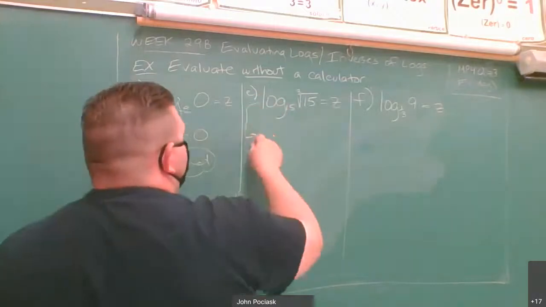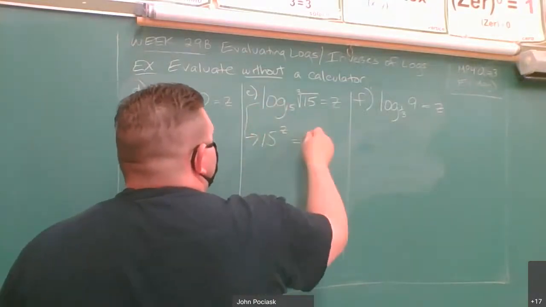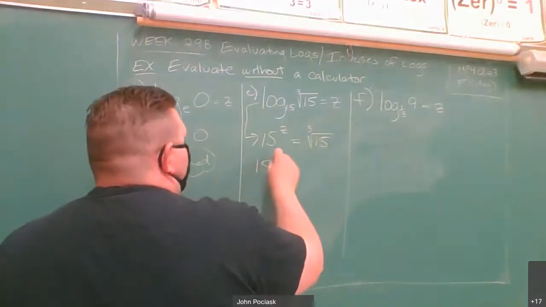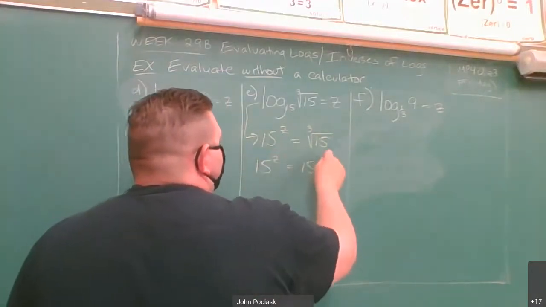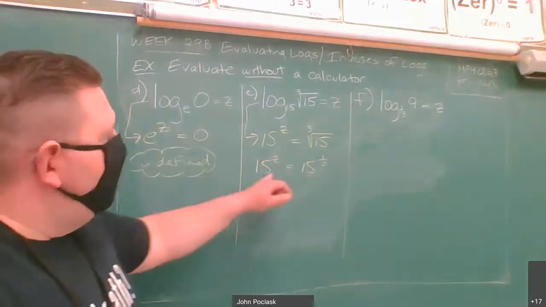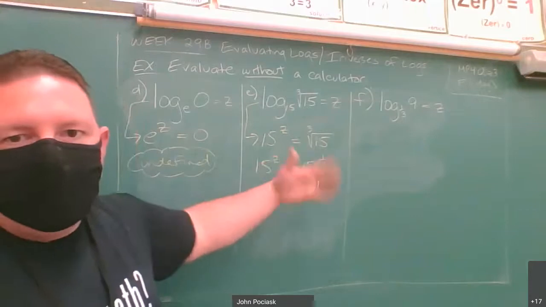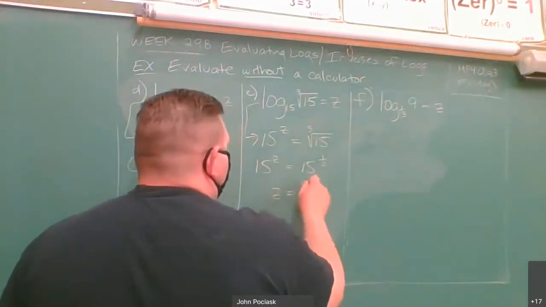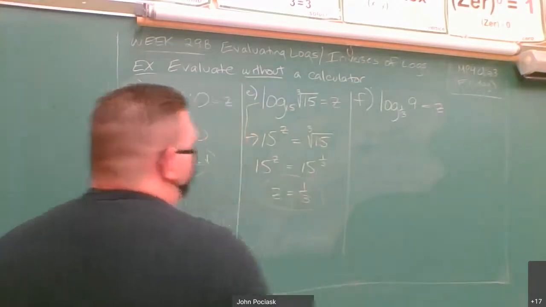Next one, translate it: 15 to the z equals the cube root of 15. The cube root of 15 is 15 to the 1/3. That's what cube root means. And now I just have the equation of the exponents, right? The 15s disappear. z is equal to 1/3. And that's it. It's done.